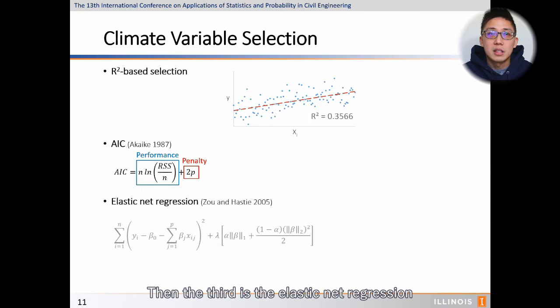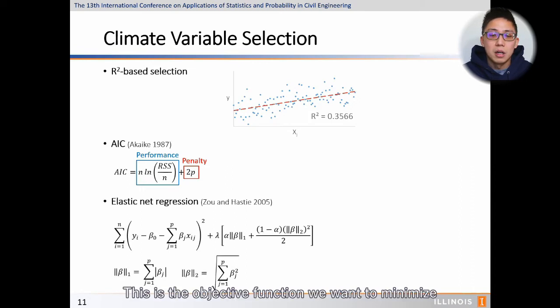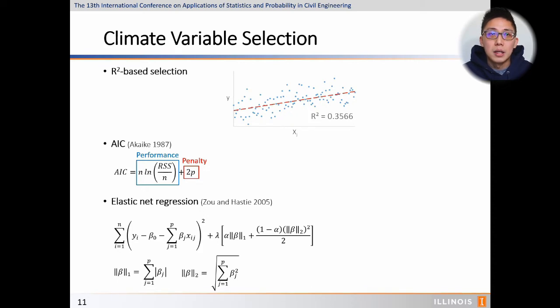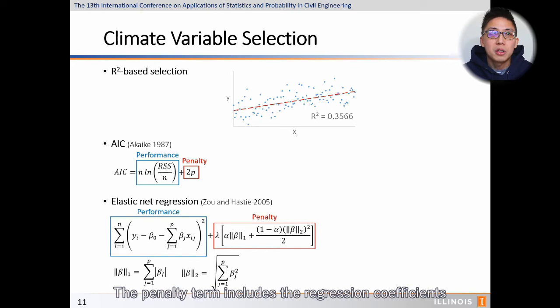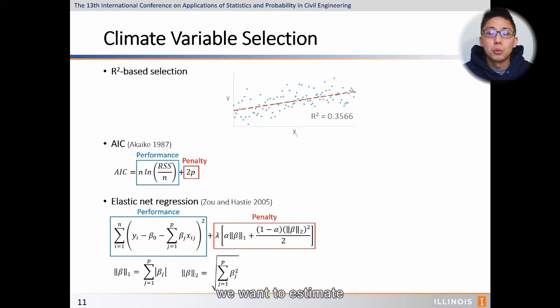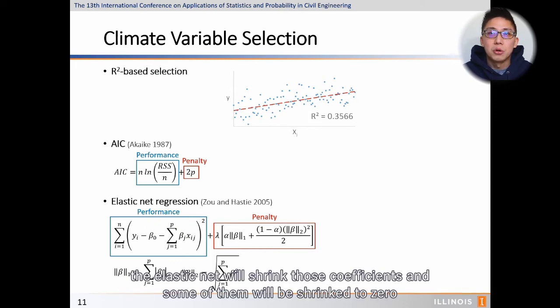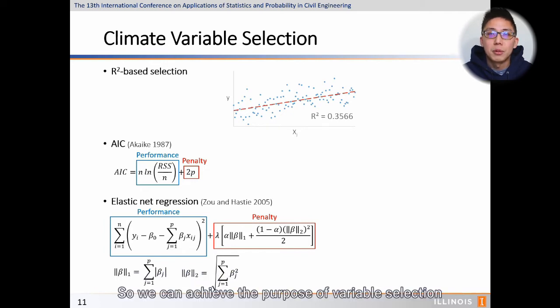Then third is elastic net regression. This is the objective function we want to minimize. It also comprises a performance term and a penalty term. The penalty term includes the regression coefficients we want to estimate. During the model tuning process, the elastic net will shrink those coefficients and some of them will be shrunk to 0, so we can achieve the purpose of variable selection.